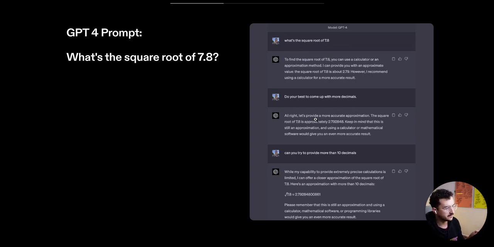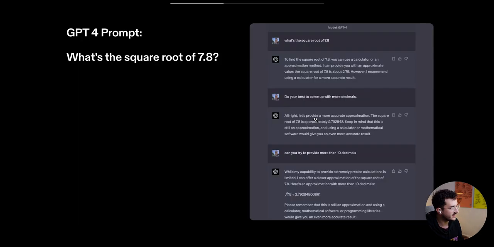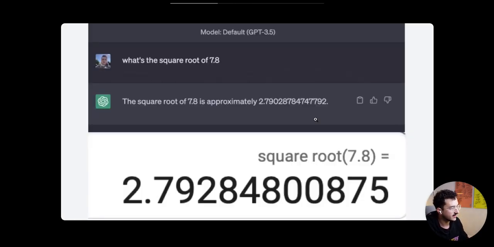But now I ask it, don't worry about it, just tell me more decimals, and then it gives you 2.7924, 2848, right? I think it got it right until there. But now I ask it, can you try to provide more than 10 decimals, and it says, sure, I'm gonna give you this, and then it gives you 0, 0. I think up to 800 it gets it right, and then at 861 the last two numbers are wrong, right?